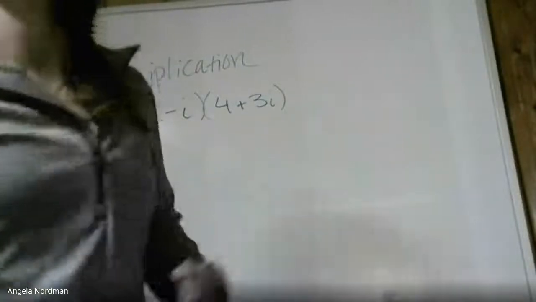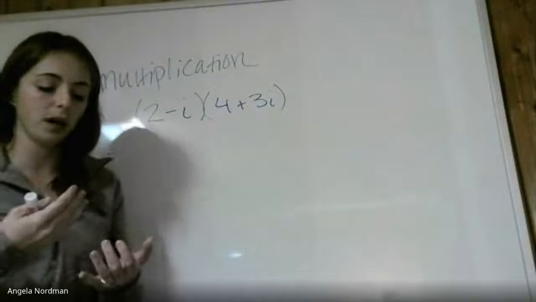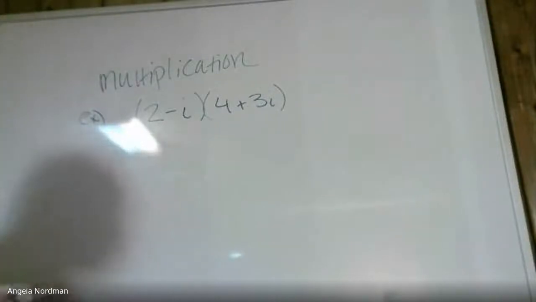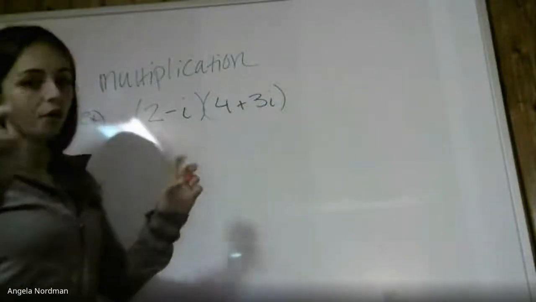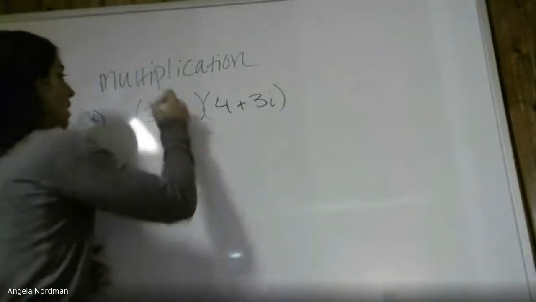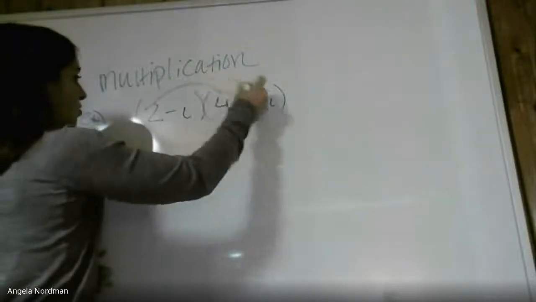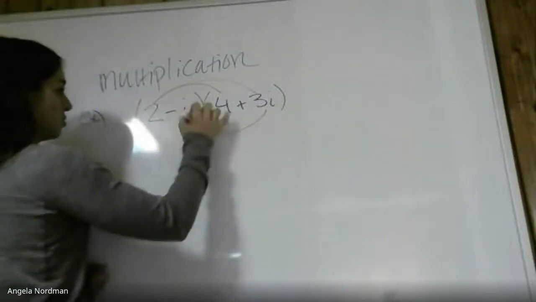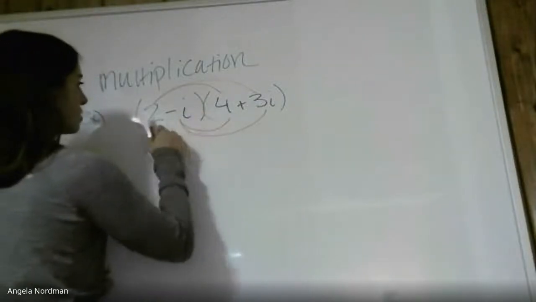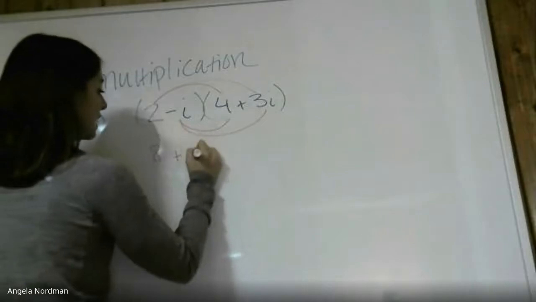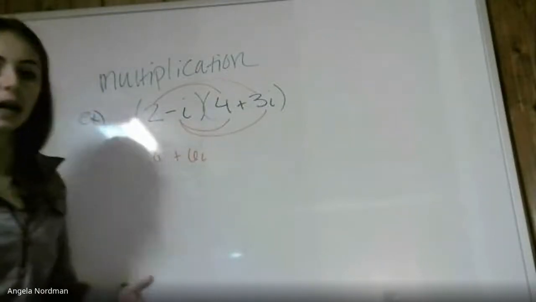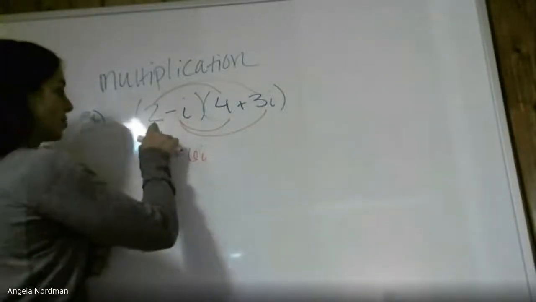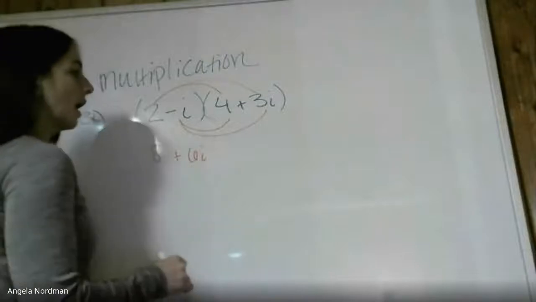It's truly just doing addition, subtraction, multiplication like you've always done it before. So when we have two binomials, what we have to do is FOIL them or distribute them out, right? So this 2 times 4, 2 times 3i, negative i times 4 and negative i times 3i. 2 times 4 is 8 plus 2 times 3i is 6i, right? If that was an x there, I would multiply the coefficients together and then add that x on. So again, I multiply my coefficients together and add an i on this time.